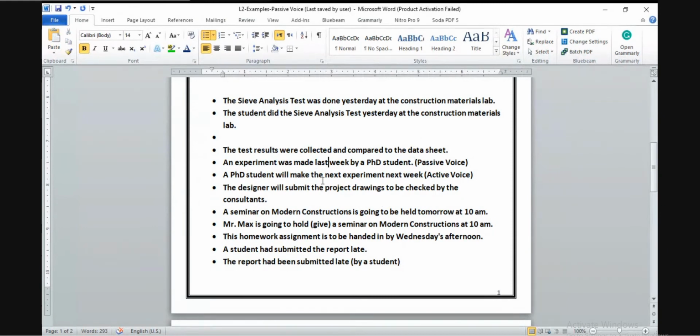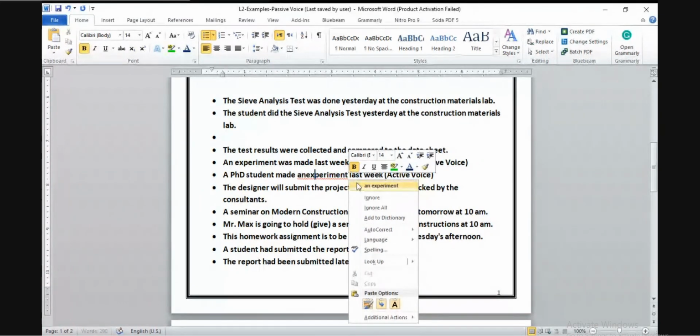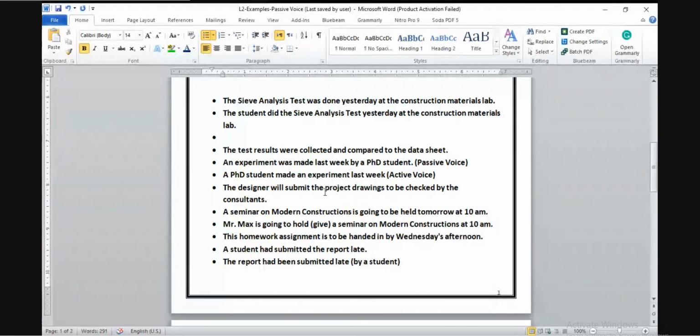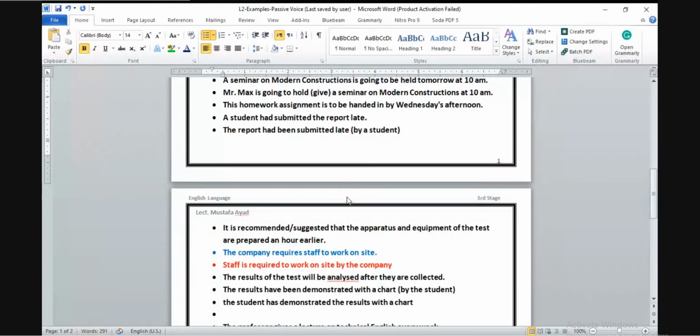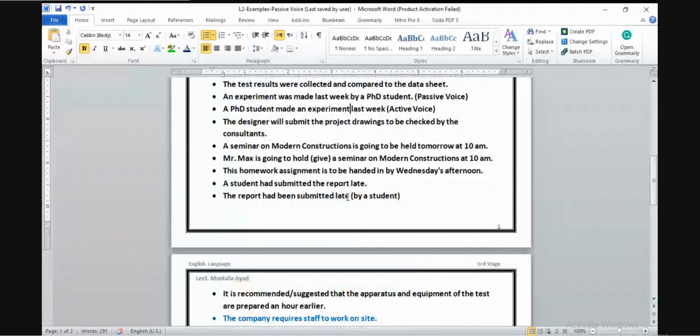Now, if I change this sentence into active, a PhD student made an experiment last week. Yes, exactly. You see how easy? It depends on the tense. And that's why I always say to students, the tense is a very important issue. It is actually the main issue of the passive voice. It is the main issue of the passive and active.